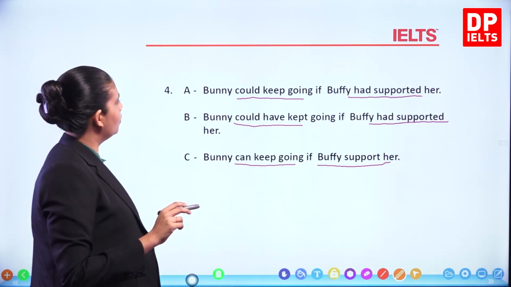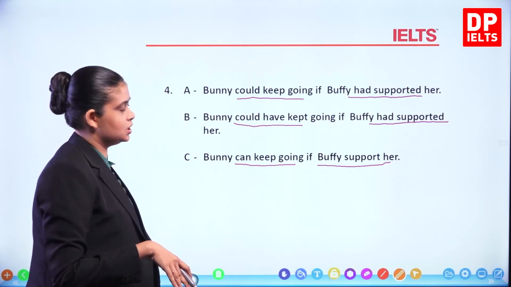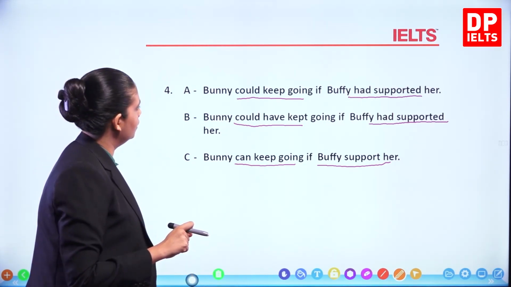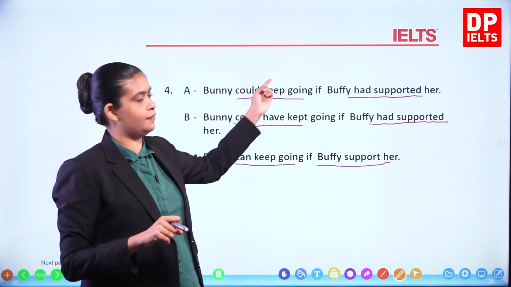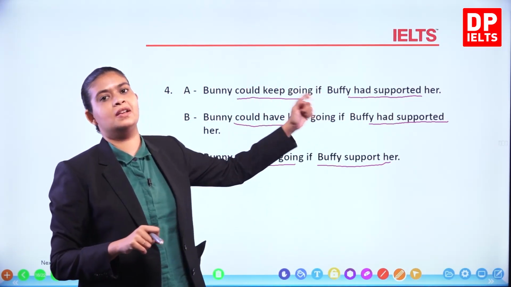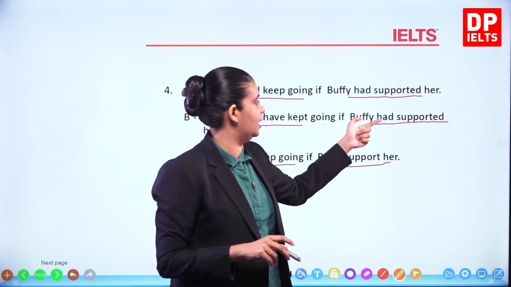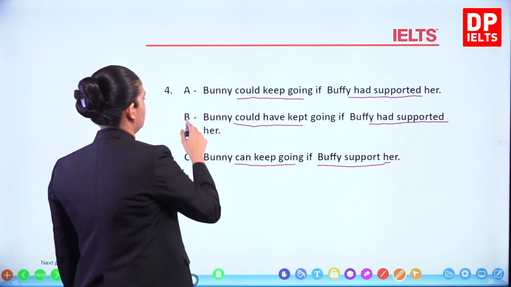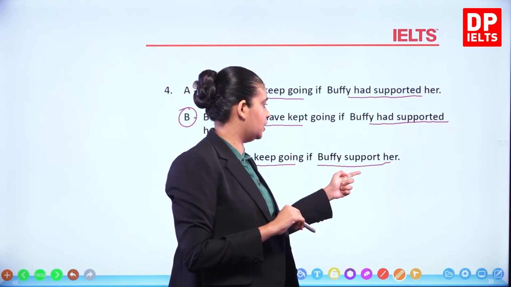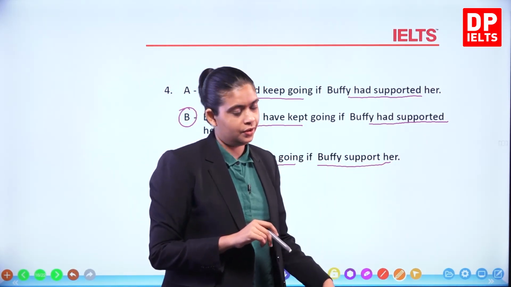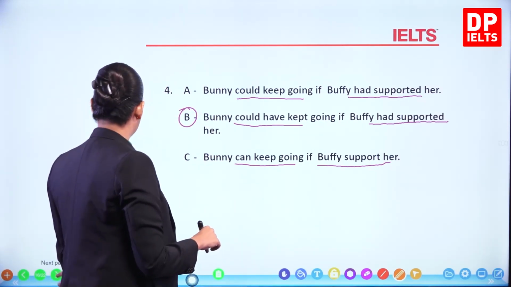Question number 4. Bunny could keep going if Buffy had supported. Okay. So I think if you had supported, this should have been could have, plus the past participle, right? So B is correct. Bunny could have kept going if Buffy had supported her. Bunny can keep going if Buffy supports her. Okay, so not supports her, so B is correct.